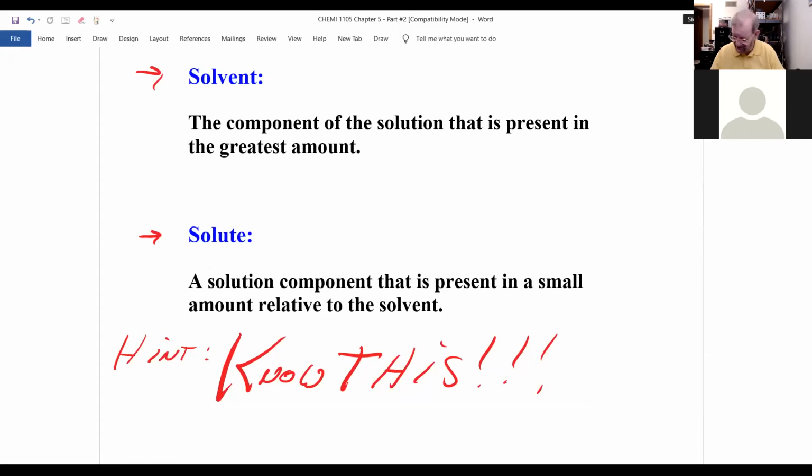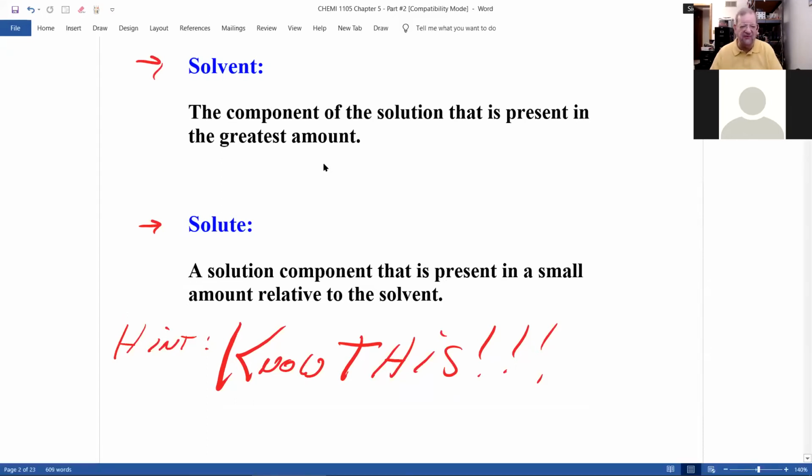Hold on one second. I clicked the top of my mouse. Sorry about that. You can only have one solvent, but you can have many solutes. Remember that, one solvent, many solutes. And that's the solution, because the solution is a mixture of two or more components. One will always be the solvent, and the other will be solute or solutes.